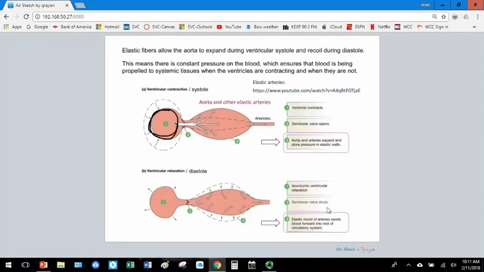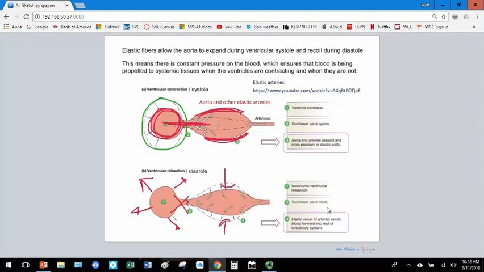This is the ventricle in the relaxed position, and then it contracts. So this is the ventricle in the contracted position. And when it does that, it shoots blood out through the aorta, a huge amount of blood. And that aorta and the other elastic arteries need to be able to expand to absorb some of that pressure. And then what happens is when the ventricles relax and blood is not going into the aorta, that elasticity allows the aorta to recoil on the blood and maintain pressure, so we're able to maintain flow.